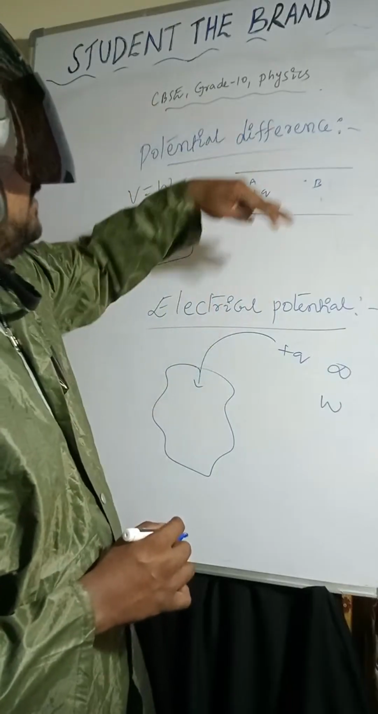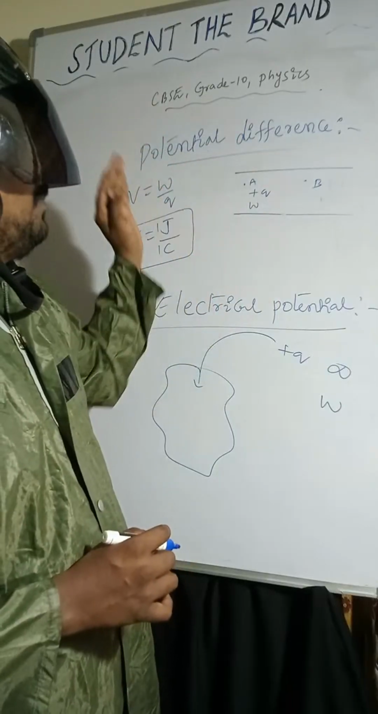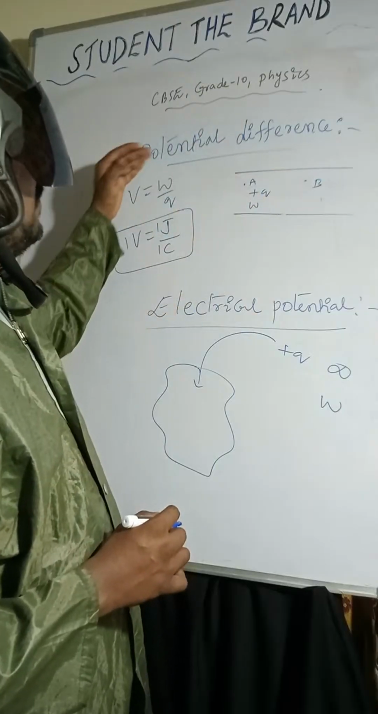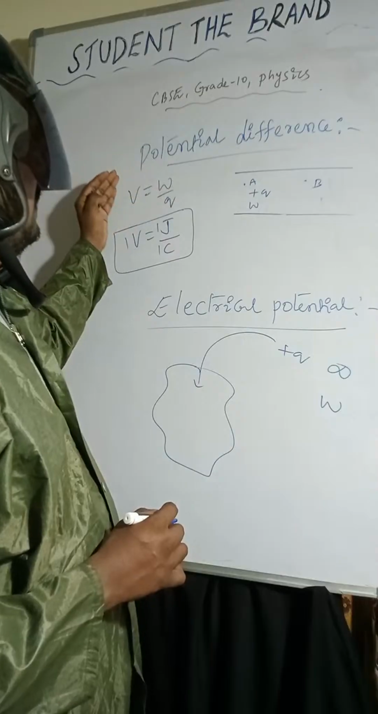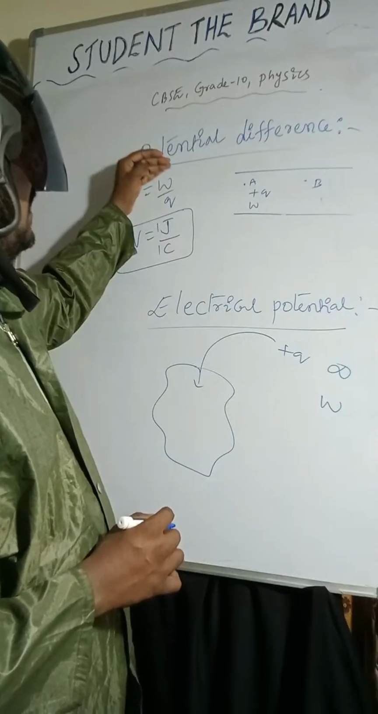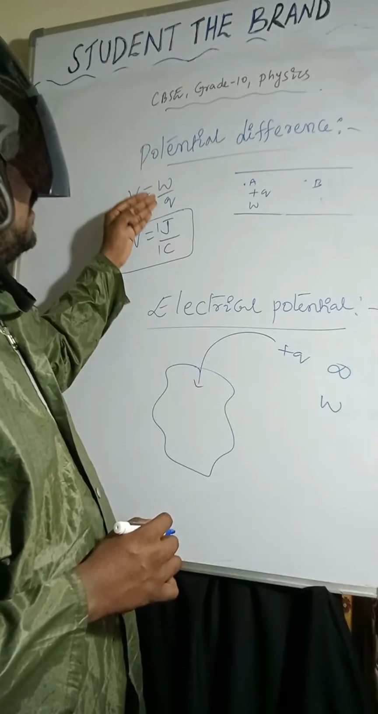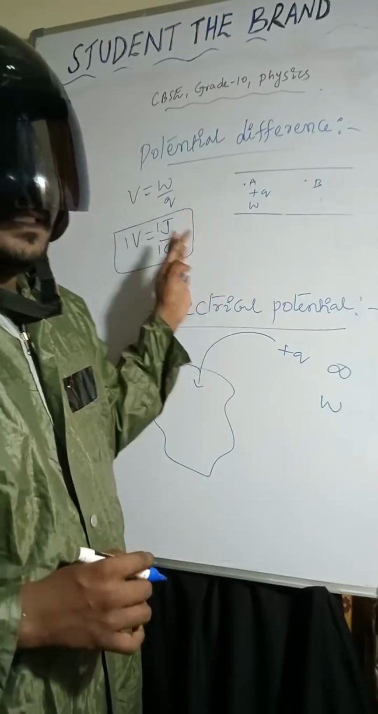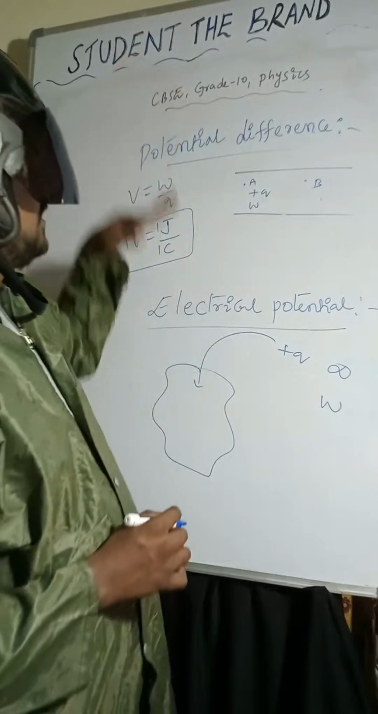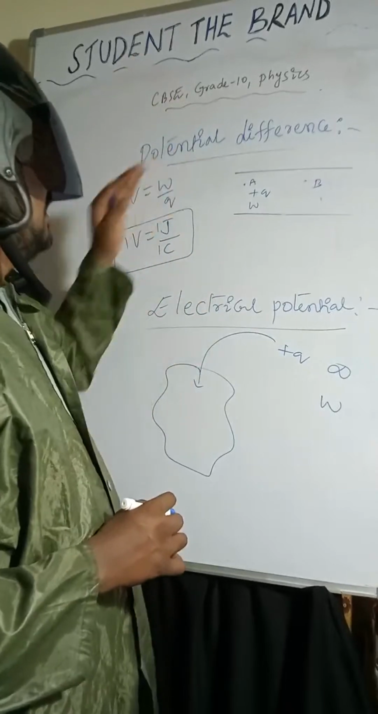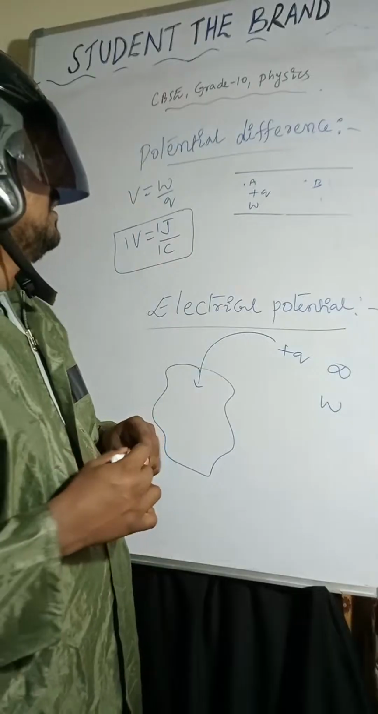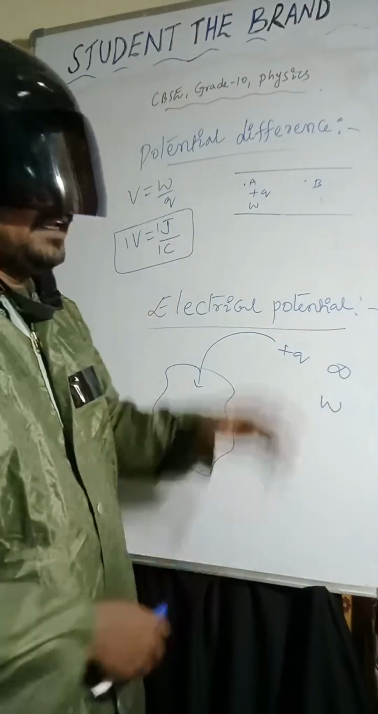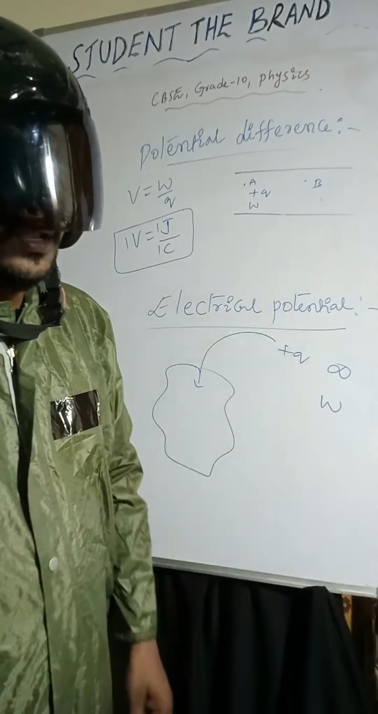Coming to the potential difference, work done to bring unit positive charge from one point to another point within the conductor. V equal to W by Q. V is the potential difference, W is the work. The SI unit of work is joule, the SI unit of charge is coulomb. So this is about potential difference and electrical potential. I hope it is very clear to you all, right?